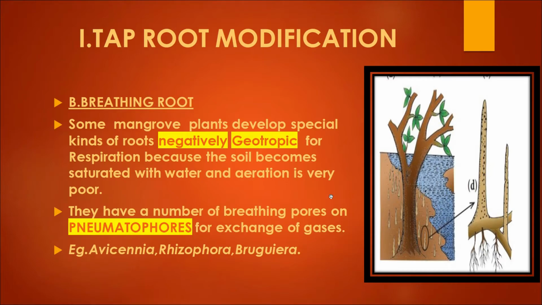According to the second function, that is for breathing purpose, breathing roots are produced in mangrove plants like Avicennia, Rhizophora, etc. They develop some special kinds of roots which are negatively geotropic. They grow away from gravity for respiration purpose. Because the soil becomes saturated with water and the aeration is very poor, these respiratory roots grow away from the soil and they have a number of breathing pores, which are called pneumatophores, for the exchange of gases from the atmosphere.